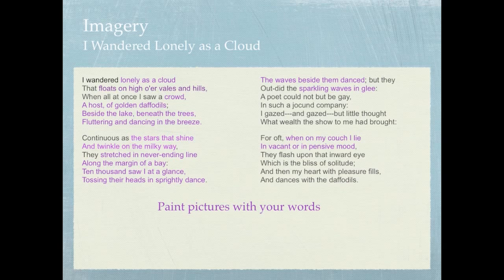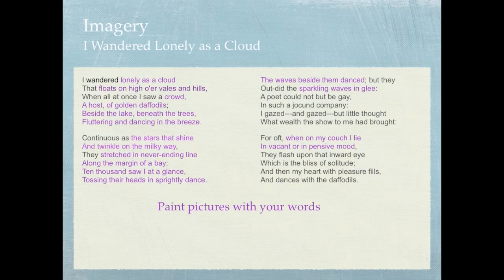"I wandered lonely as a cloud." When you get this impression, all of a sudden you see this cloud floating in the air by itself, that "floats on high o'er vales and hills." So you see him sort of floating above the hillside. And he sees this crowd of golden daffodils. So again, the word golden, a crowd of them, he's automatically painting this picture that's striking us in our mind.